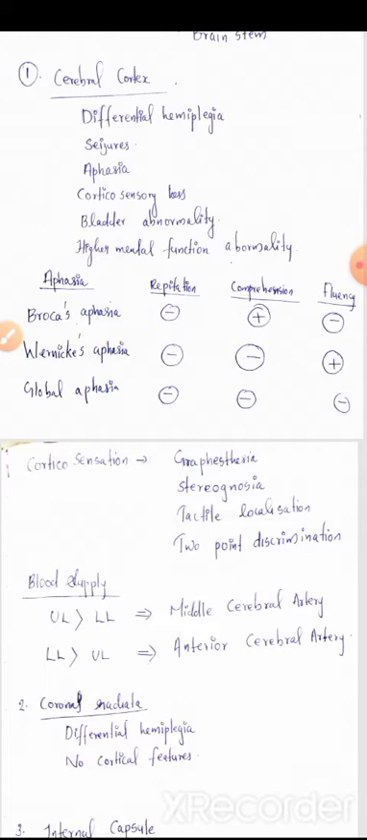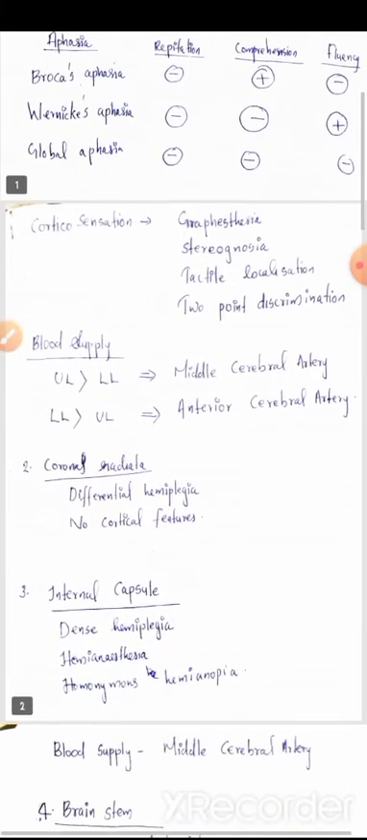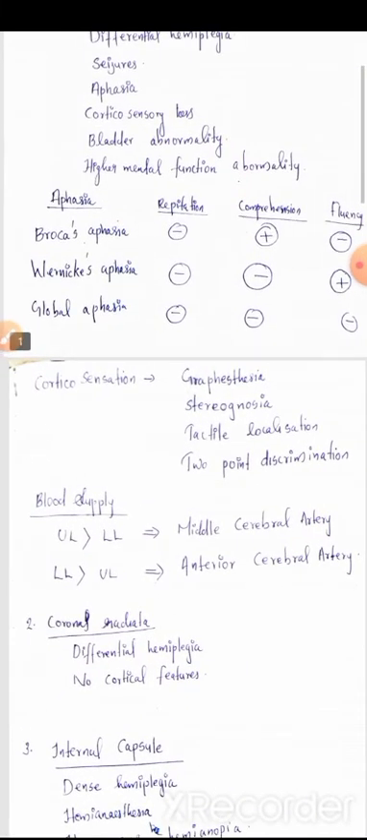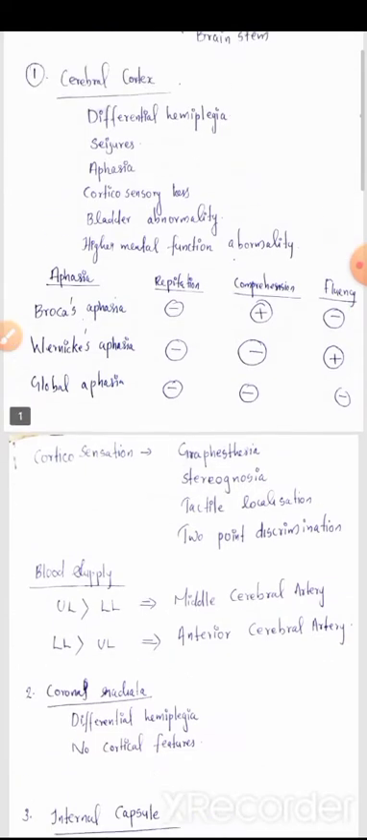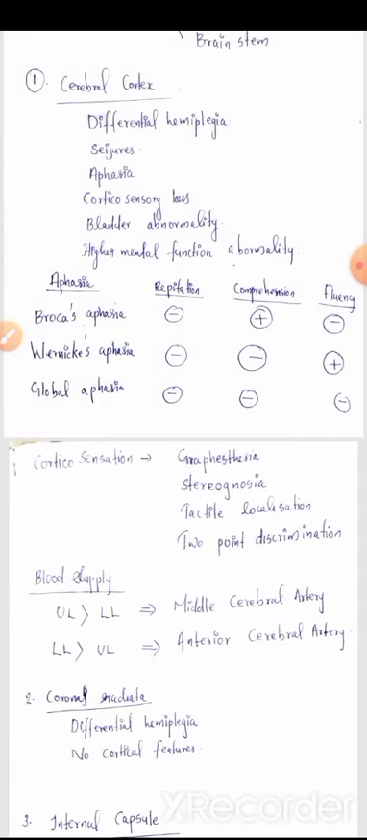Next is coming to the blood supply of the cerebral cortex. If the weakness of the upper limb is more than that of the lower limb, the middle cerebral artery territory will be affected. If the lower limb is affected more than the upper limb, then the anterior cerebral artery territory will be affected. Okay, so we have to look whether the patient has a differential hemiplegia or not.